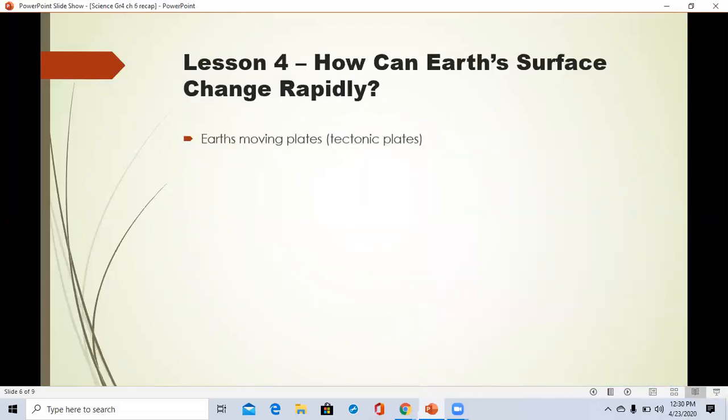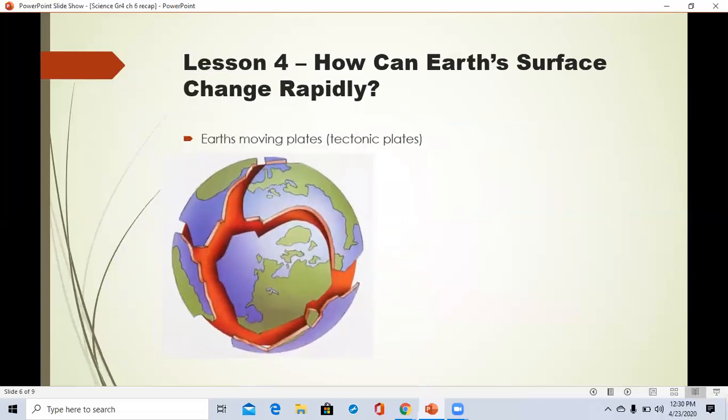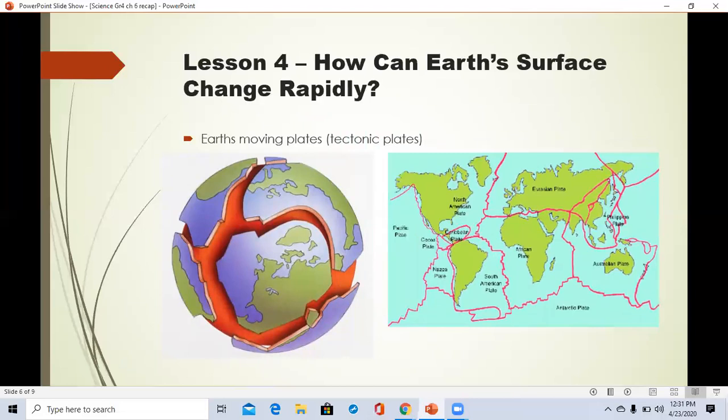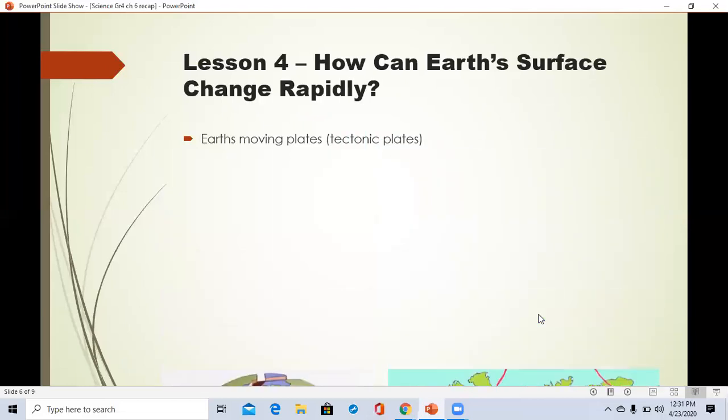Let's go to lesson number 4, Earth's moving plates, or tectonic plates as we know them. On Earth, we know that it is not a solid ball, but is in layers. The Earth's crust flows freely on the moving magma on the bottom. This is an example of where the tectonic plates are on Earth's surface.